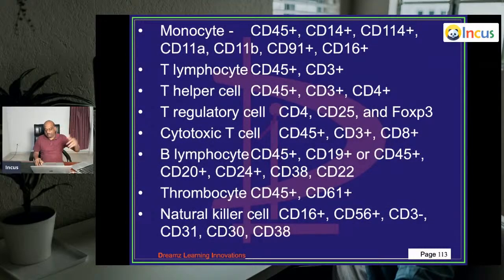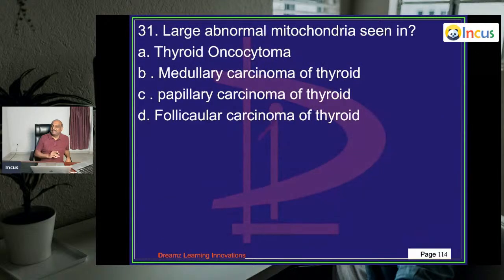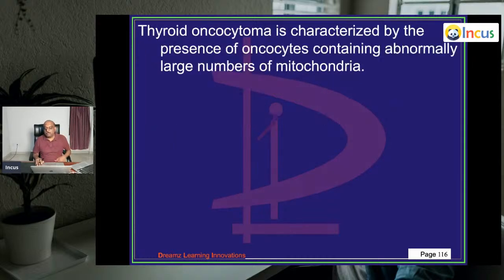Similarly, monocyte, T lymphocyte, helper T cells, cytotoxic T cell. I leave this forest, ruthless forest of examiner. One question definitely I have. Large abnormal mitochondria, you see it in thyroid oncocytoma.